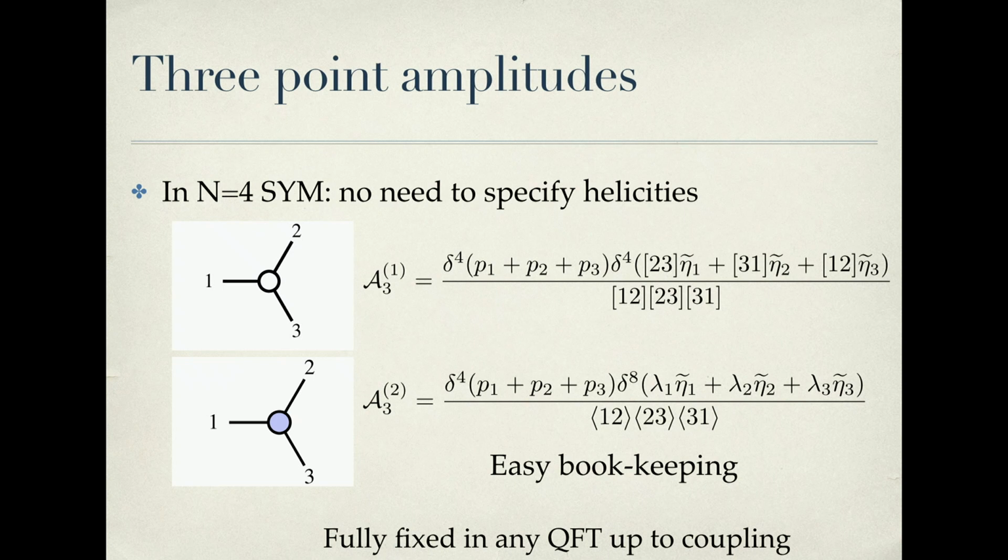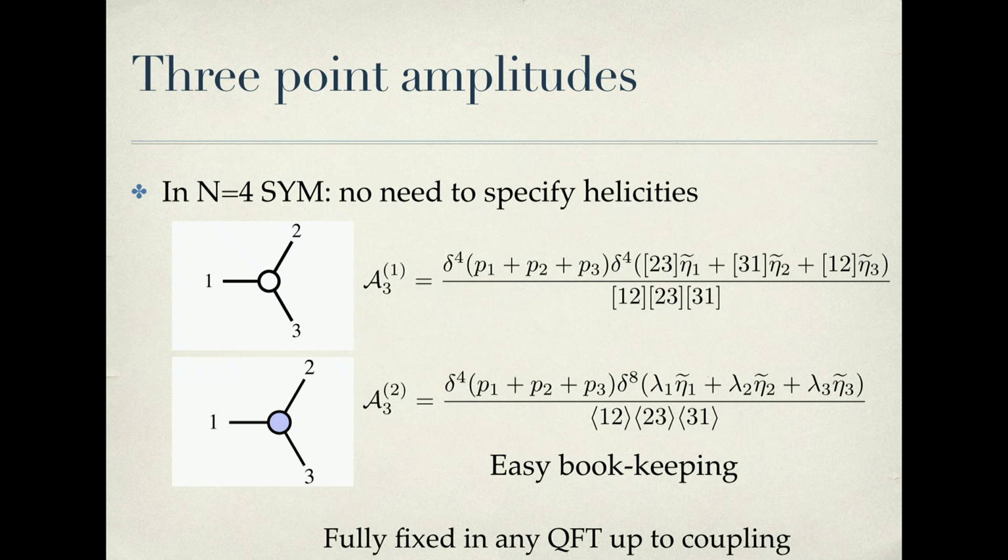This is the form of the 3-point amplitudes. Here you see the same structure in the denominator of these angle brackets. There is momentum conservation, and there is also something called supermomentum conservation, where the eta tildes are fermionic variables in the expansion of the superfield. I will show the slide with that a little bit later. But the important thing is that these 3-point amplitudes are fully fixed in any quantum field theory.